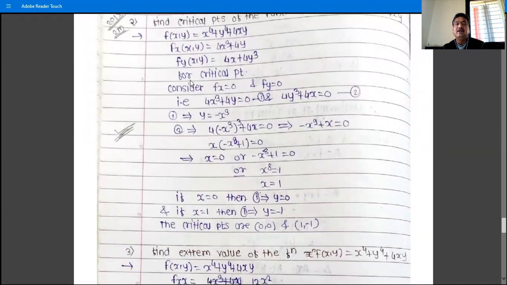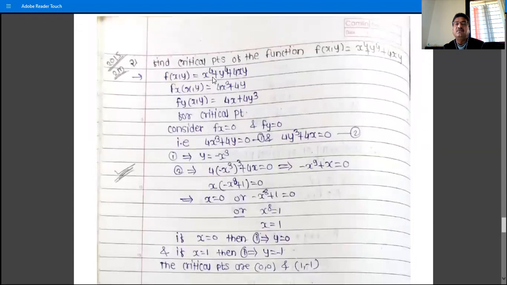fx is equal to 4x cube, the derivative of y raised to 4 with respect to x is 0, and the derivative of 4xy is 4y. And fy is 4y cube plus the derivative of 4xy with respect to y, which is 4x. Then for critical points, consider the equations fx equal to 0 and fy equal to 0.